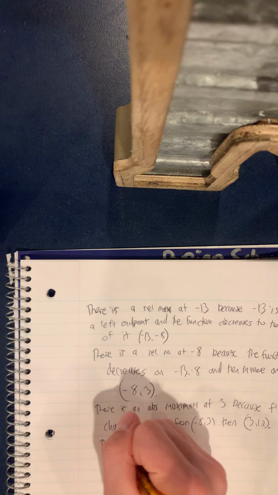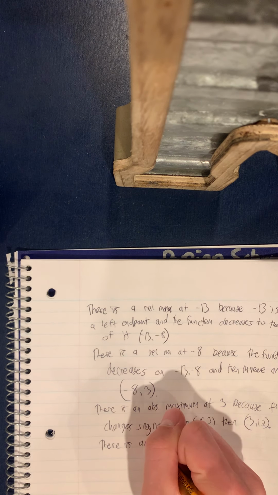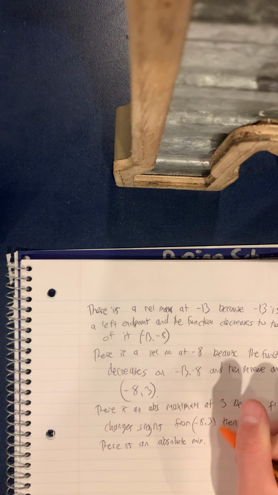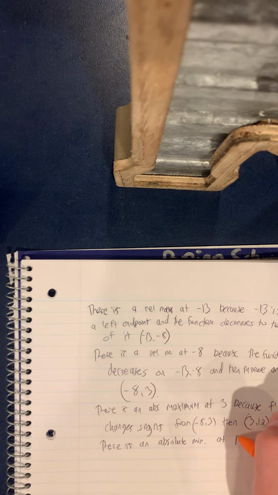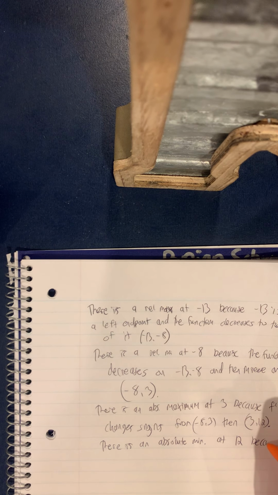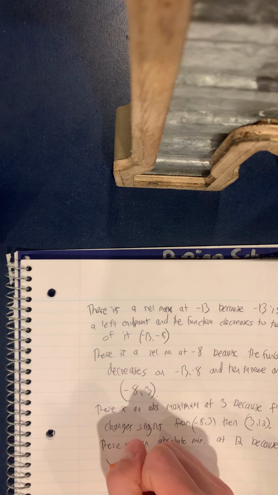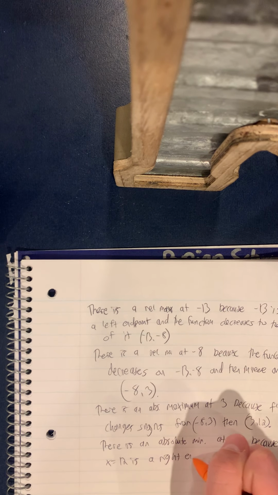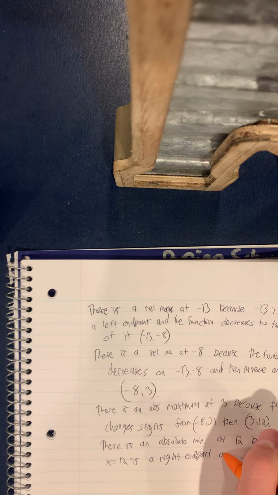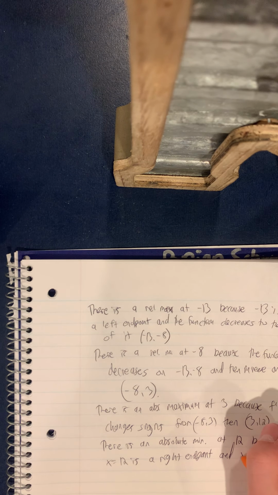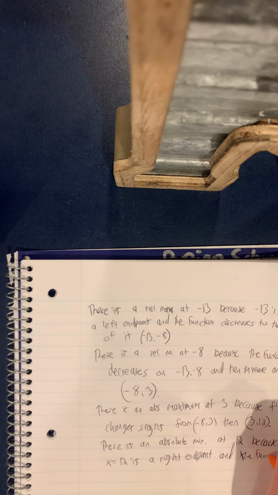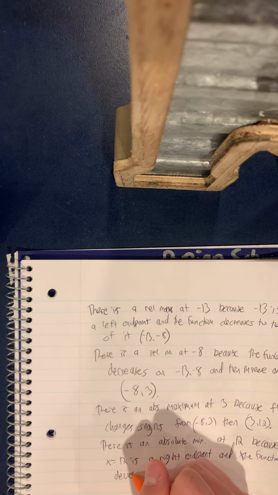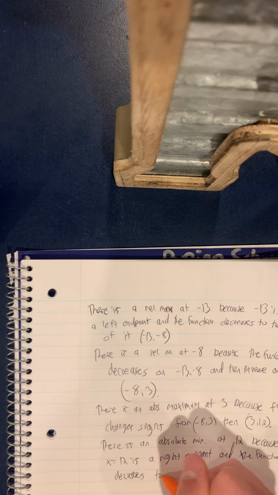And finally, there is an absolute minimum at 12 because x equals 12 is a right endpoint and the function decreases to the left of it.